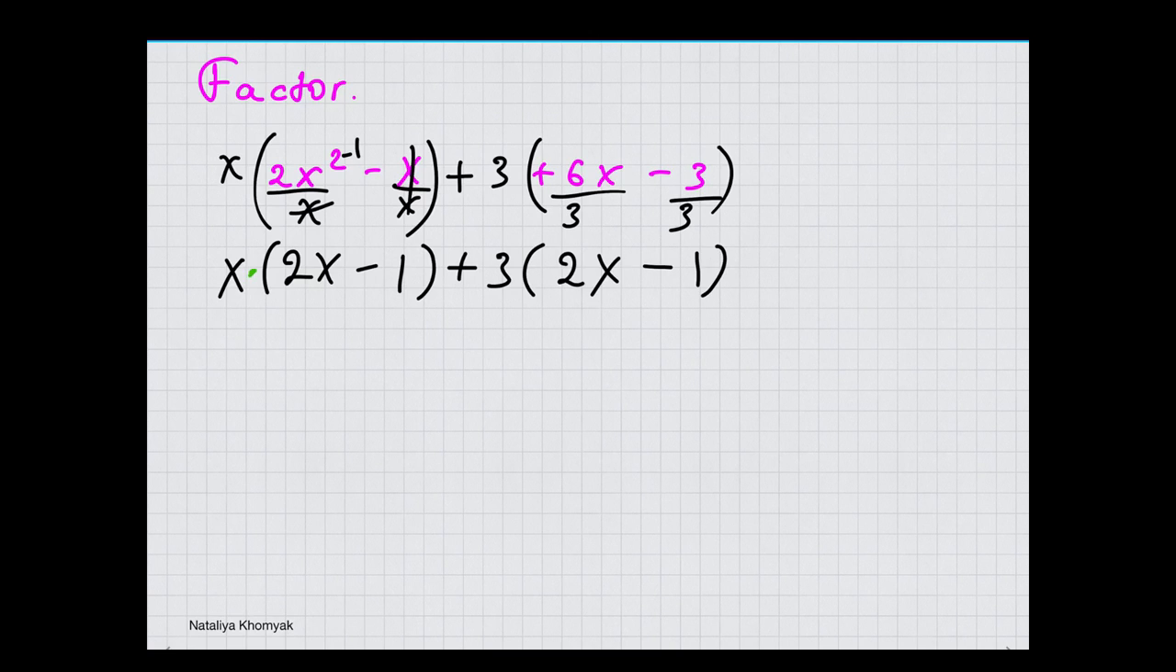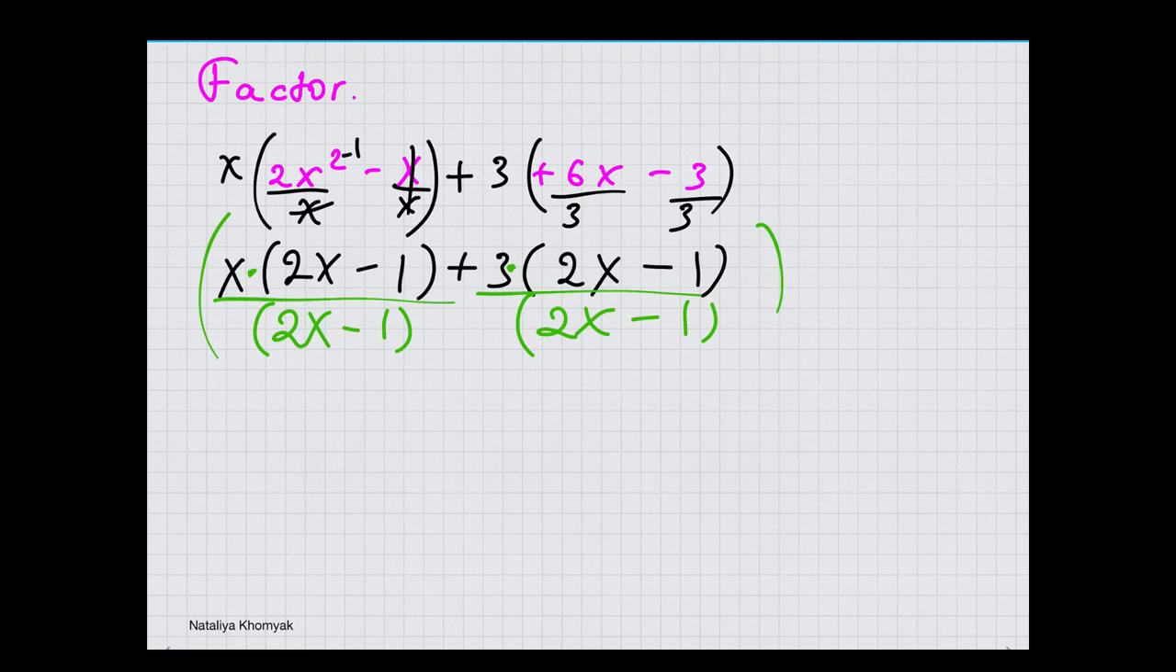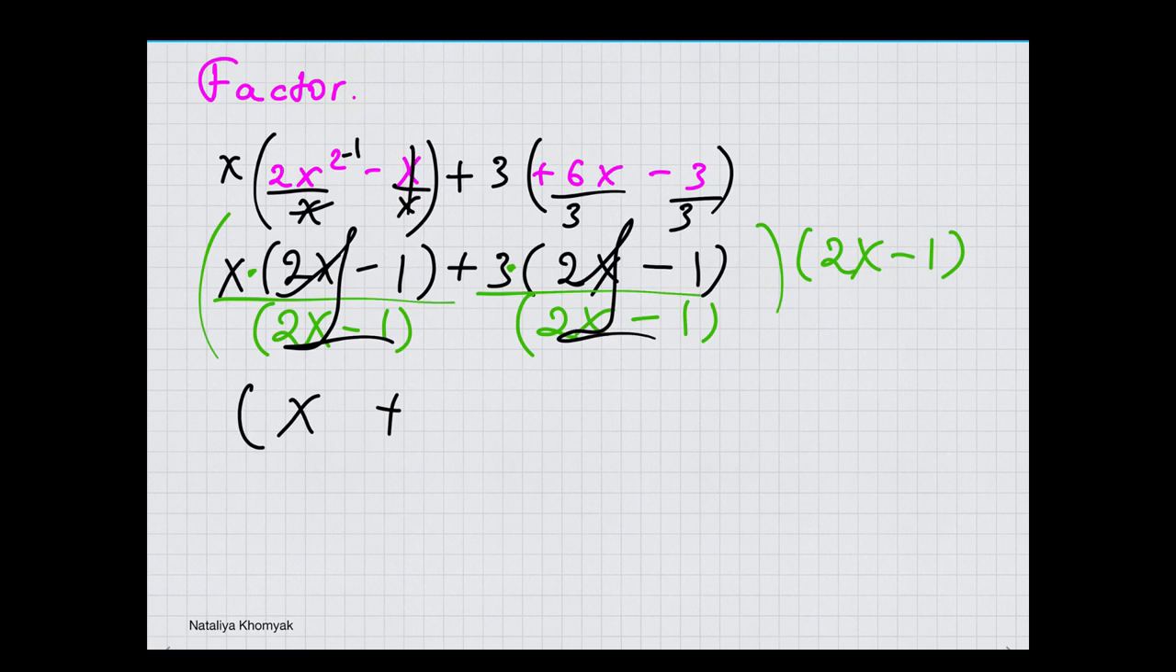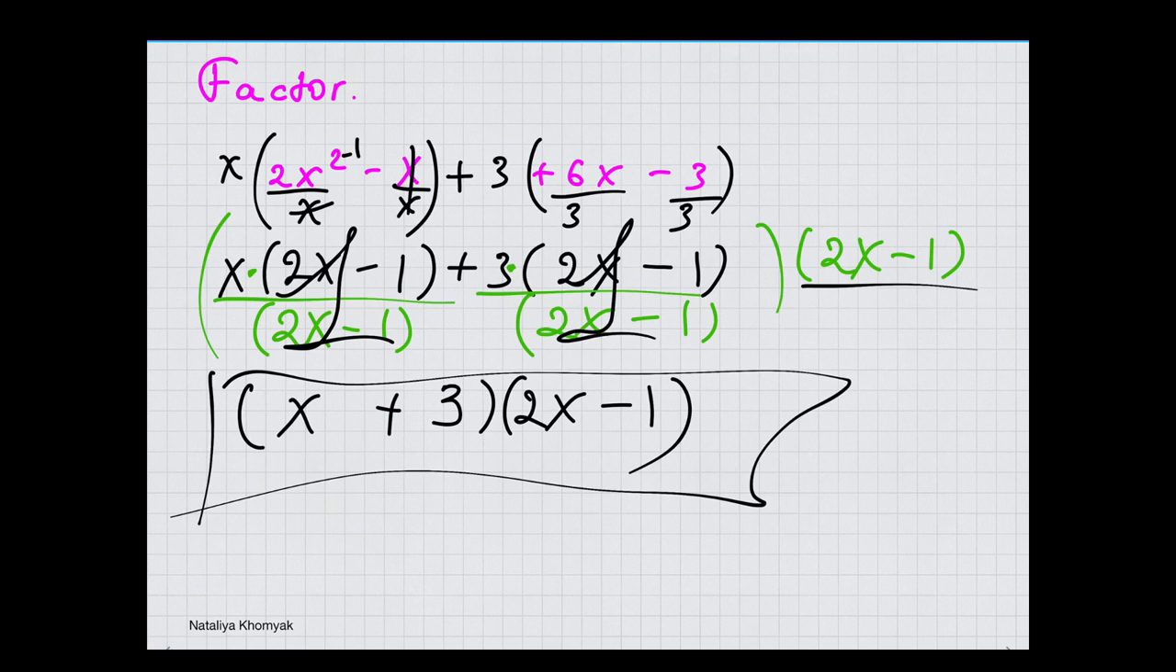Now we have 2 terms. This is multiplication, and they have this parenthesis in common, so we can factor out the parenthesis, 2x minus 1. Whatever goes into the denominator goes on the outside. This cancels into 1, so we have 1x plus, this cancels into 1, 3 times 1, 3, times this parenthesis, 2x minus 1. And this is our solution.